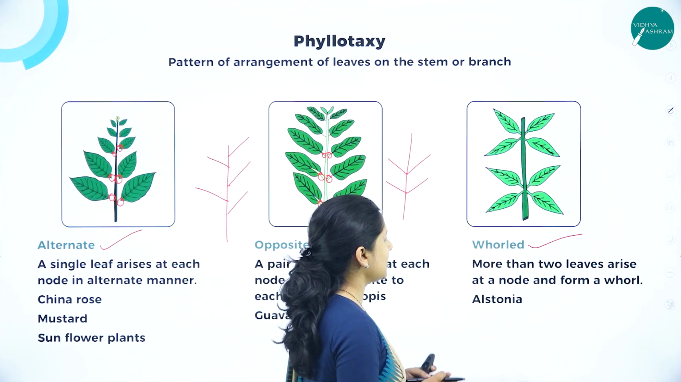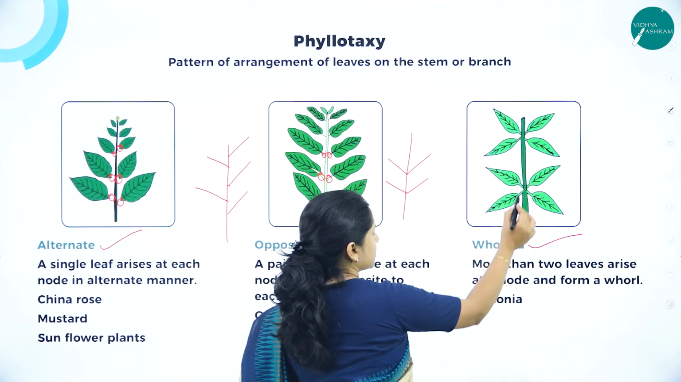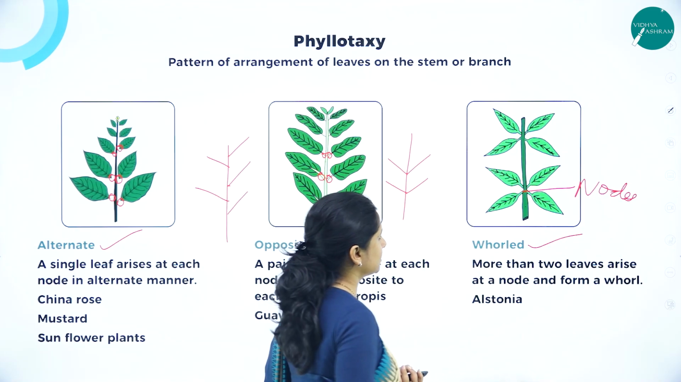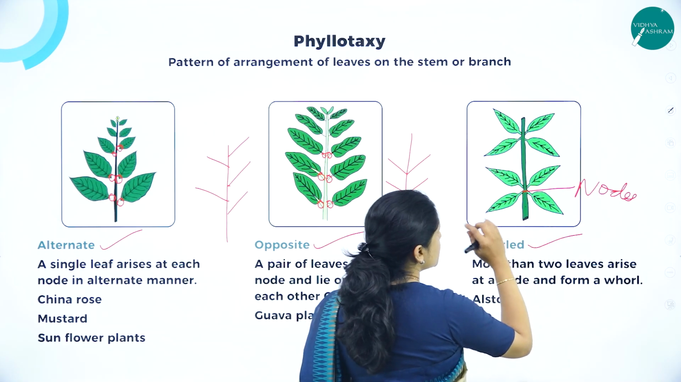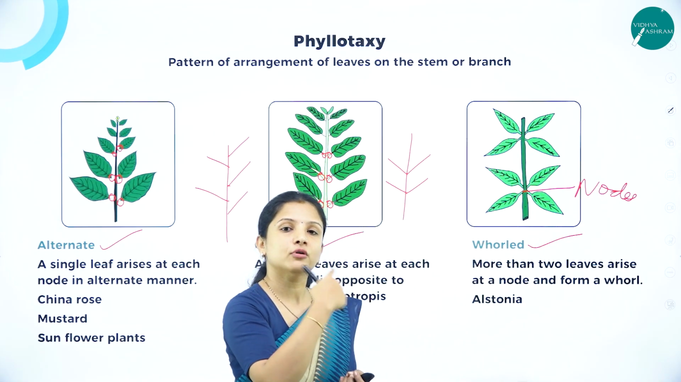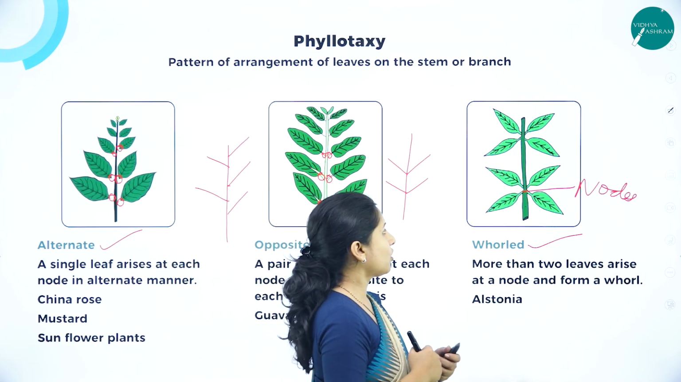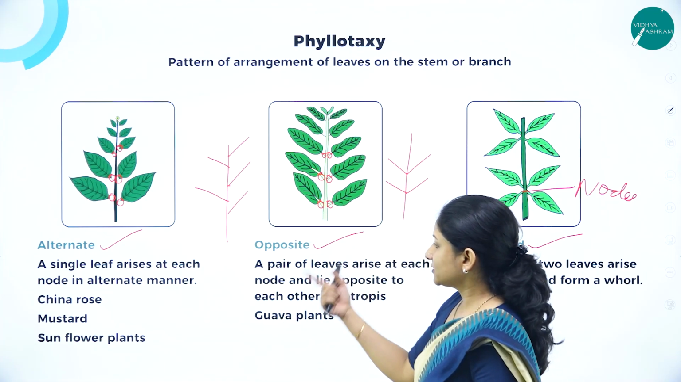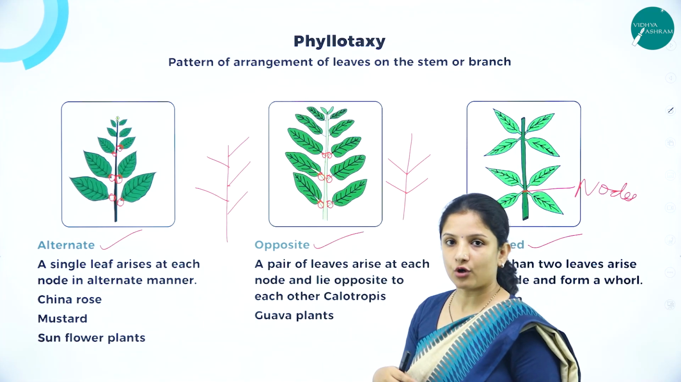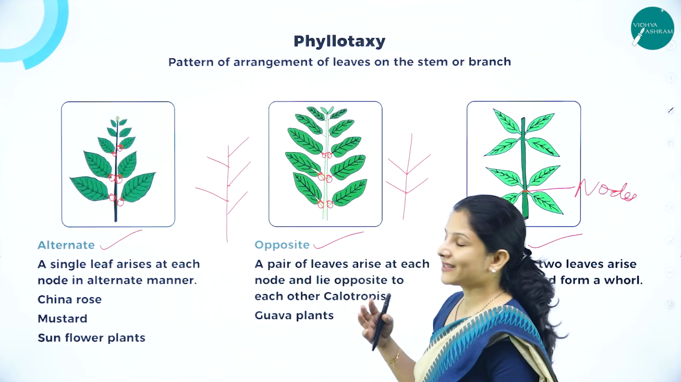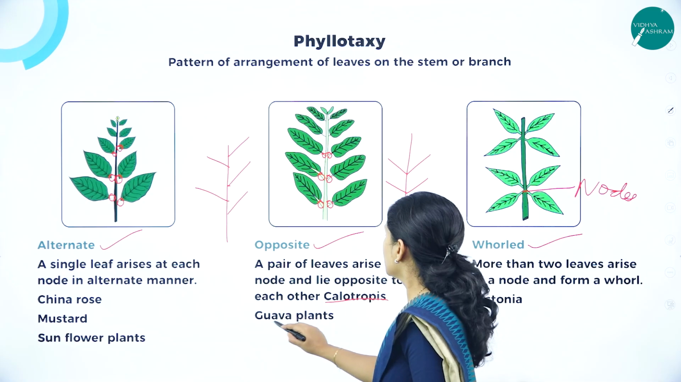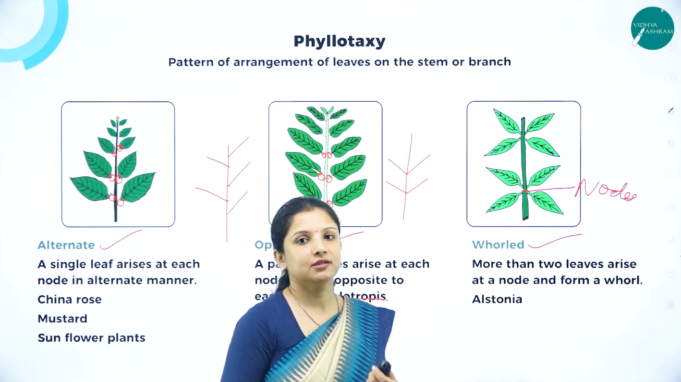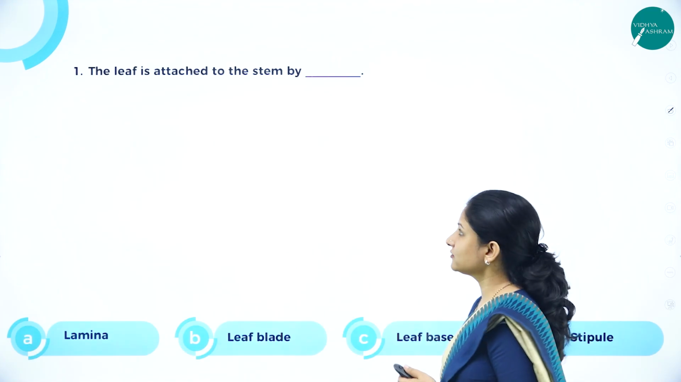Next, whorled phyllotaxy: more than two leaves arise at a node. This is the nodal region, because we know that it is from the nodes that the leaves usually arise. So there are more than two leaves arranged around a single node, and therefore they look like a whorl. That is called whorled phyllotaxy, and it is usually seen in Alstonia plants. Mustard, China rose and sunflower plants exhibit alternate phyllotaxy. Guava plants and calotropis exhibit opposite phyllotaxy, and Alstonia exhibits whorled phyllotaxy. So this is about the arrangement of leaves, which is called phyllotaxy.